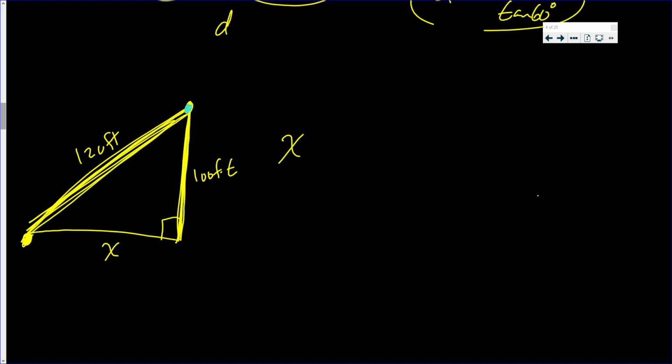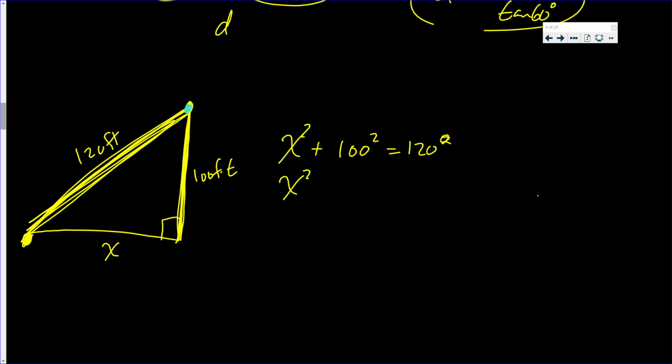Or I would ask Pythagoras for help with this. 100 squared. No, I apologize. X squared plus 100 squared is equal to 120 squared.